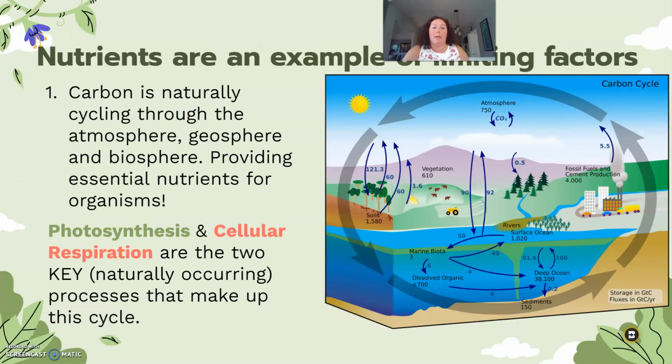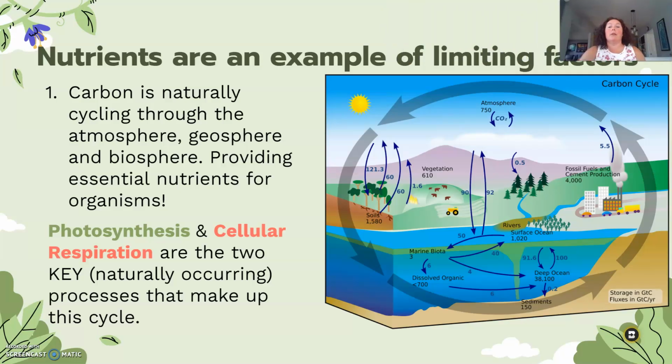Nutrients are a great example of limiting factors. Nutrients are naturally cycled through the atmosphere, the air that we live in, the geosphere, which is the earth portion, and the biosphere, which is the life portion. Carbon is one of the best examples that we have. All of these cycles, called biogeochemical cycles, provide essential nutrients for organisms. Without these essential nutrients, without carbon, living things couldn't build other macromolecules, and we'll talk about those a little bit later. But there are naturally occurring cycles.